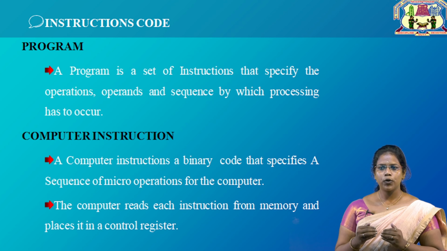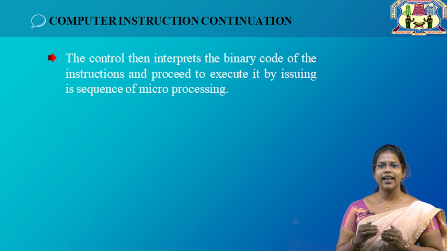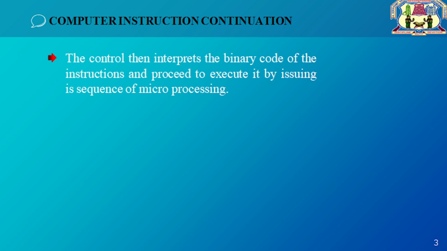So these computer instructions are read from memory and transferred to the control register. The control interprets this binary code of instructions and proceeds to execute by issuing a sequence of micro operations. So that means when the control register fetches the instruction from memory, at that time the operation code is specified, and this binary code will be decoded, based on which the operations will be performed and the micro operations which are going to be carried out.